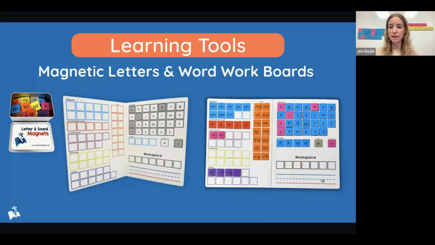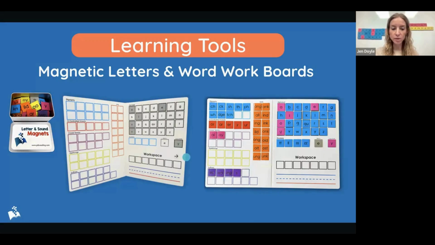As you can see here, I don't have all of the graphemes on the board. Especially for a young student, an early reader, you're not going to want to do that. You're going to want to just put on the letters that students need for that particular lesson. That's the way this board is organized, and you'll get to see it in action as I do the lesson.